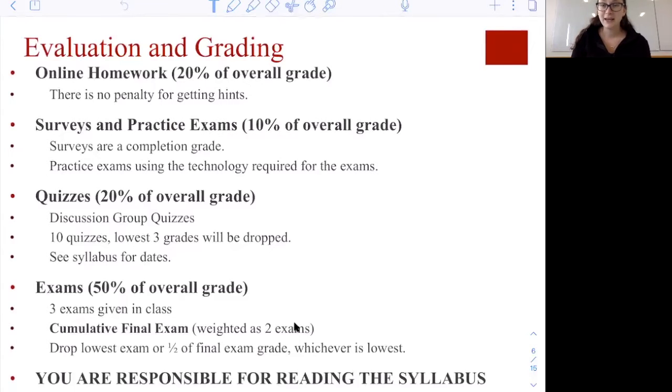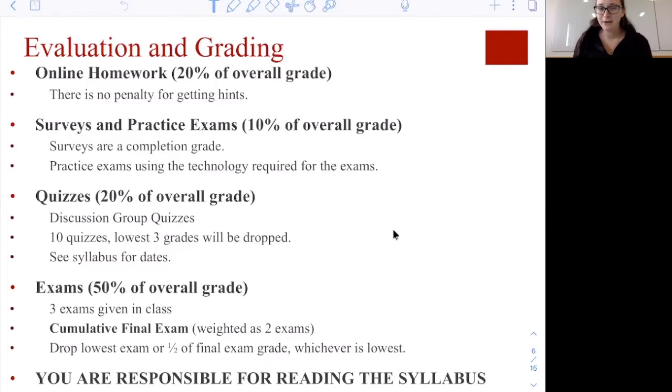Quizzes are going to be held during discussion sections. You will have 10 quizzes, and because I understand that sometimes you either don't really get a concept or maybe you aren't able to attend discussion one day, your lowest 3 quiz grades will be dropped. And you can see the syllabus for the dates for all of those quizzes.